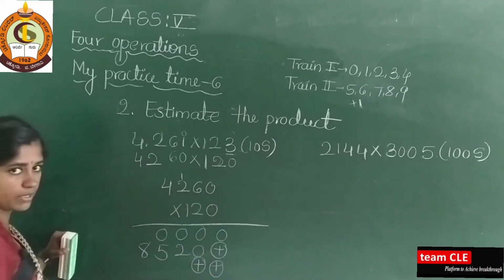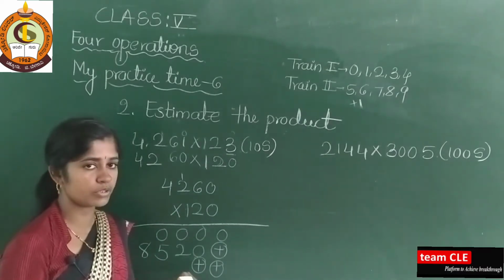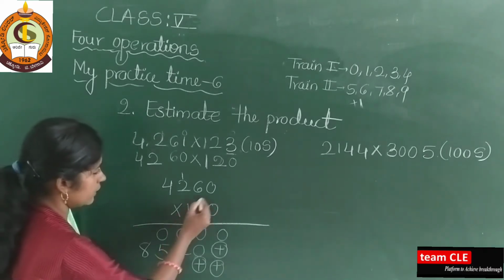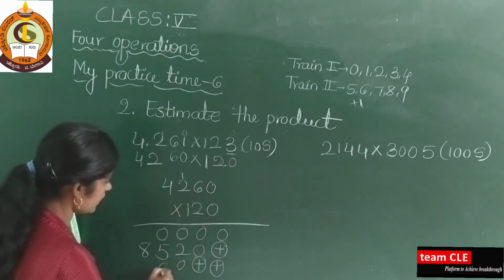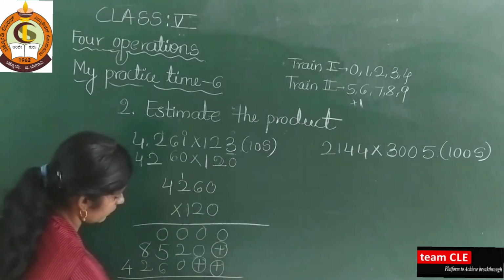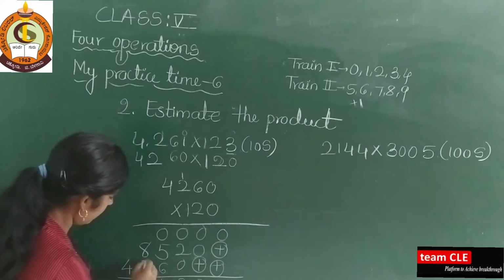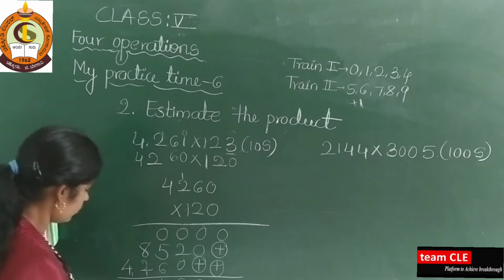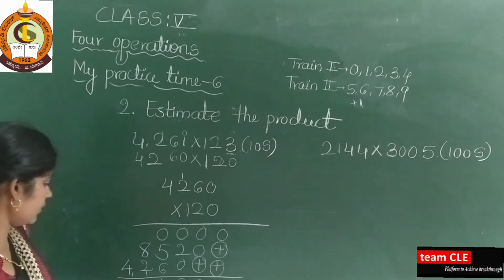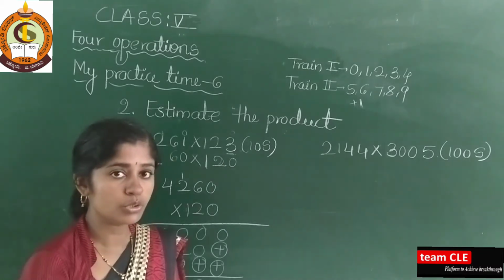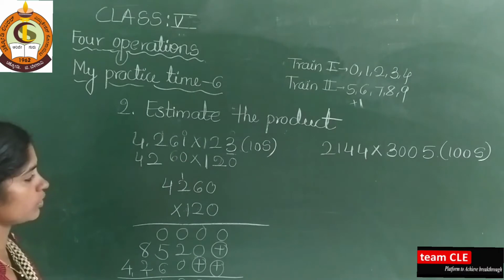Next multiply with this 1. When any number is multiplied with 1, the product is the number itself. Already you know the multiplication properties. 1 into 0 is 0, 1 six is 6, 1 two is 2, 1 four is 4. Next you add these numbers: 0, 0, then 2, 5 plus 6 is 11, 8 plus 2 is 10, 10 plus 1 is 11, 4 plus 1 is 5. So the answer is 511,200. This is the way you have to solve the examples.